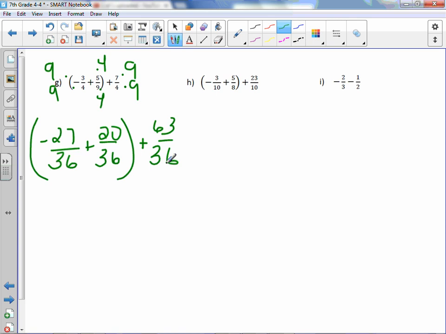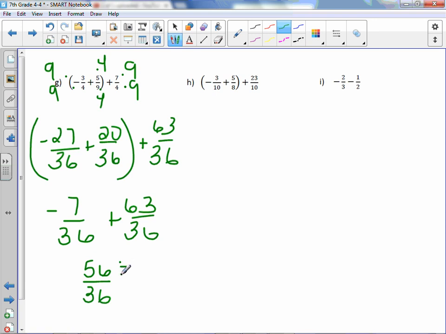We need to take care of what's in the parentheses first. Negative 27 plus 20 is negative 7. Denominator remains the same. Bring down the 63 over 36. Then I have negative 7 plus 63. Well, negative 7 plus 63 is positive 56. Keep the denominator of 36. Here I would divide by, I believe 4 goes into it.